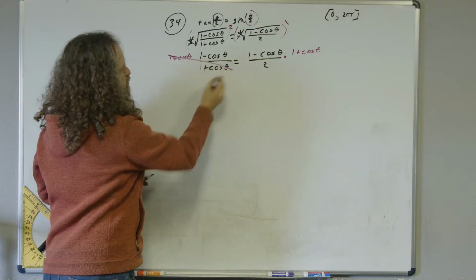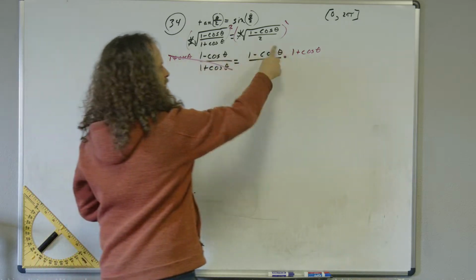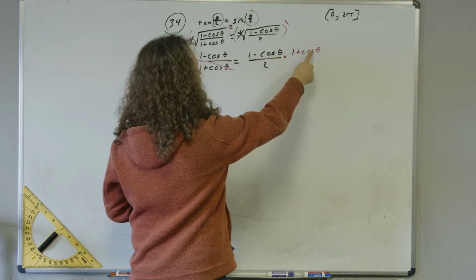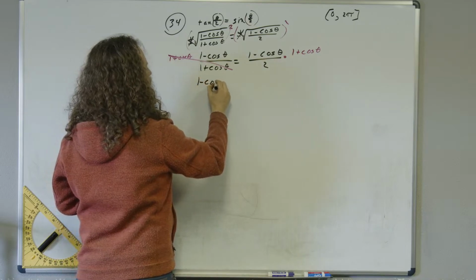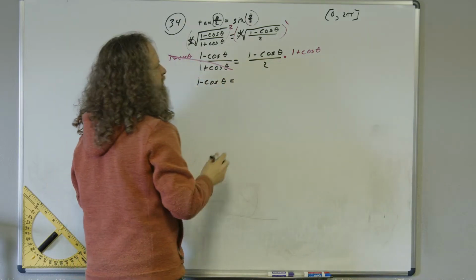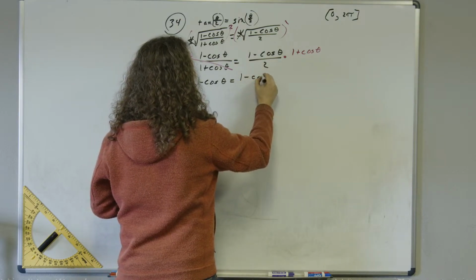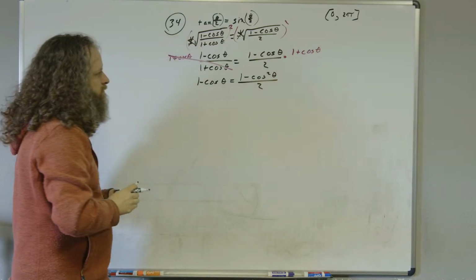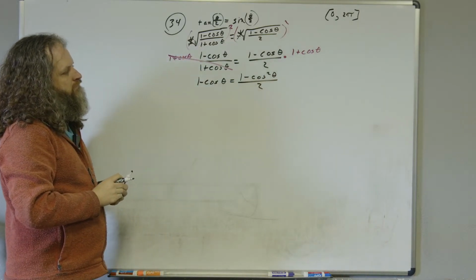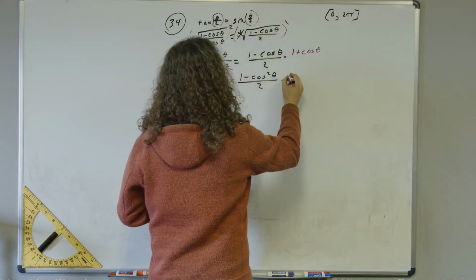This one just goes. That one, it already is the conjugate. This is the conjugate of that, so we just have to do the first and the last, right? So 1 minus cosine theta equals 1 minus cosine squared theta over 2. And then multiply both sides by 2. Sure. Sounds reasonable.